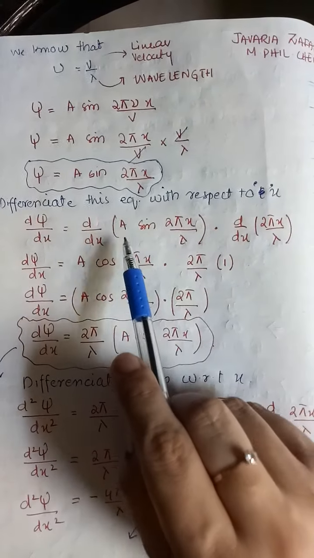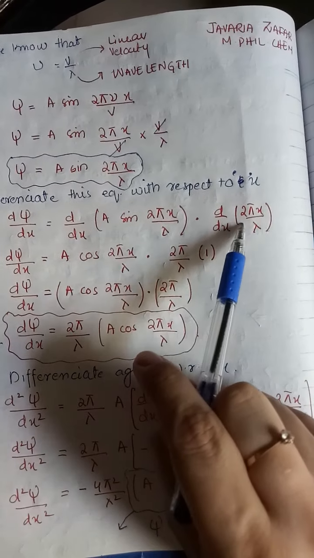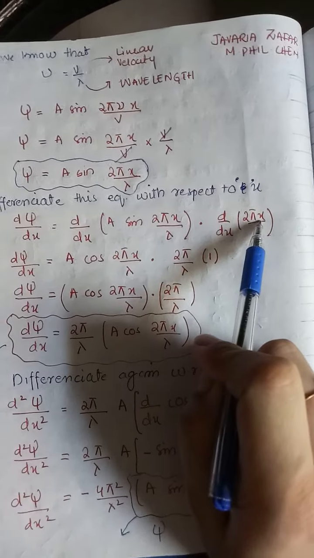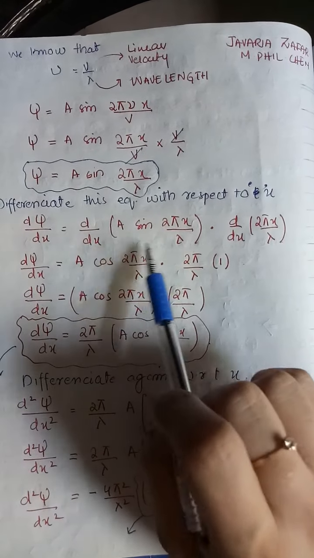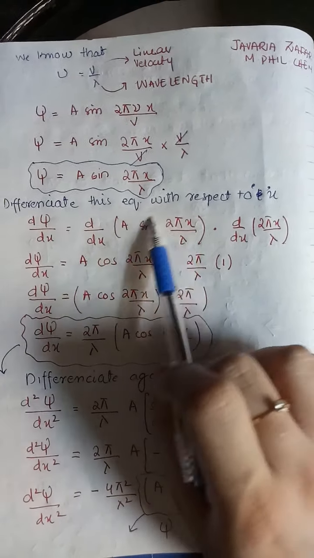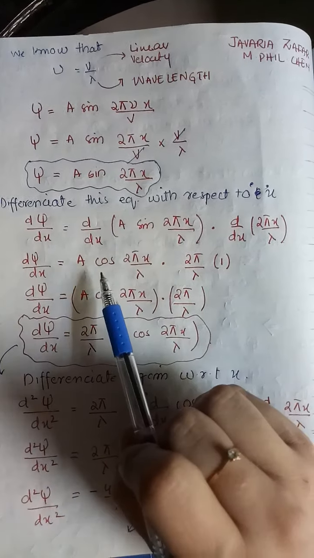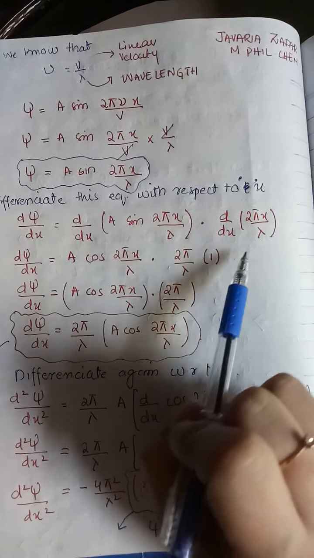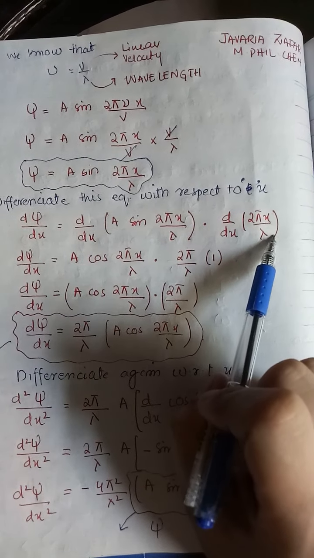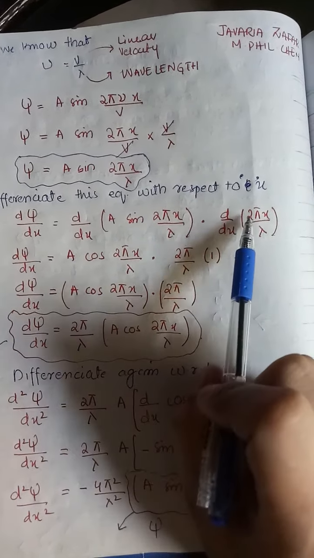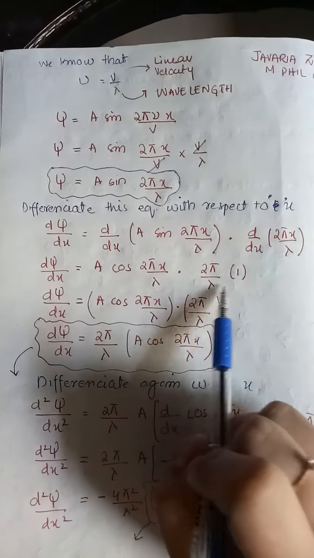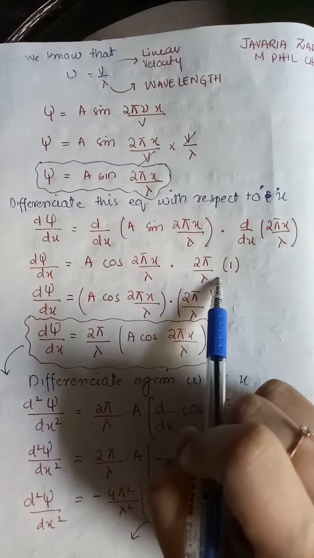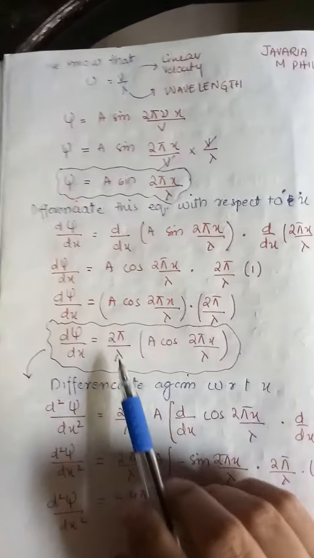We have seen that the value a, and the angle 2 pi over lambda, is a constant value; only x changes. So if we differentiate this sine theta value, the sine will change to cos, and d theta over dx will be equal to 1, and 2 pi over lambda is constant, so the value of this term will be 1. So this equation will become like this.